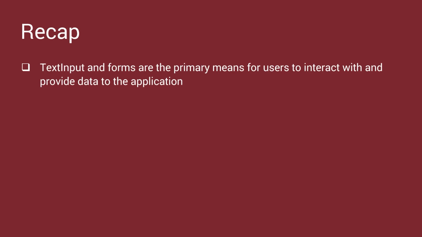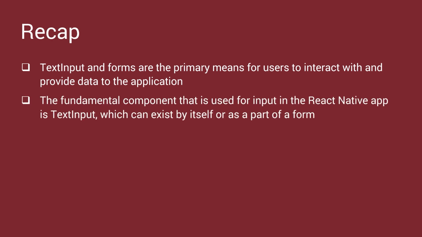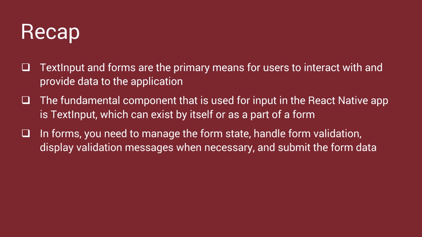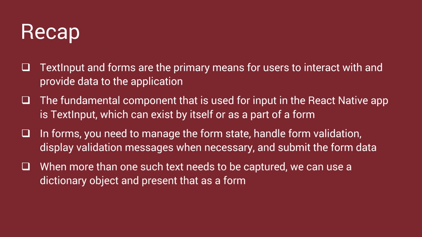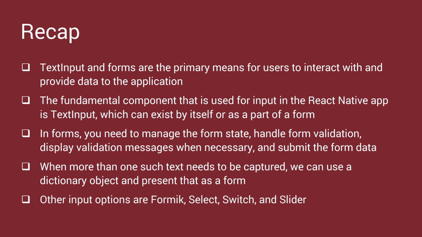In this video, you learned that text input and forms are the primary means for users to interact with and provide data to the application. The fundamental component that is used for input in the React Native app is TextInput, which can exist by itself or as a part of a form. In forms, you need to manage the form state, handle form validation, display validation messages when necessary, and submit the form data. When more than one such text input needs to be captured, we can use a dictionary object and present that as a form. Other input options are Formik, Select, Switch, and Slider.